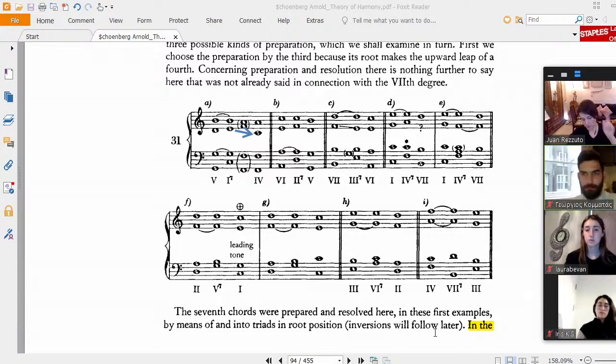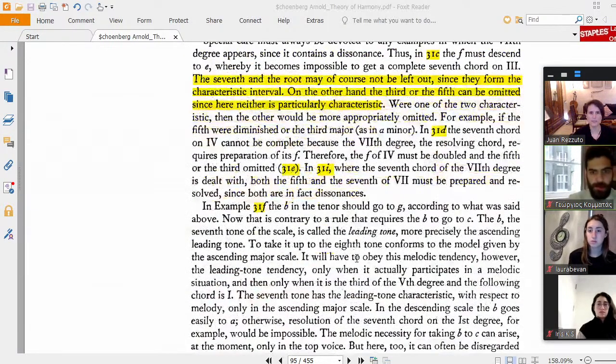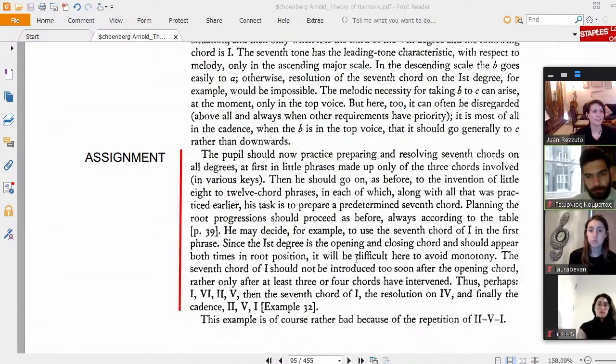Okay, so this is the assignment. The pupil should now practice preparing and resolving seventh chords on all degrees. At first, in little phrases made up of the three chords involved, in various keys. We had to discuss how many.